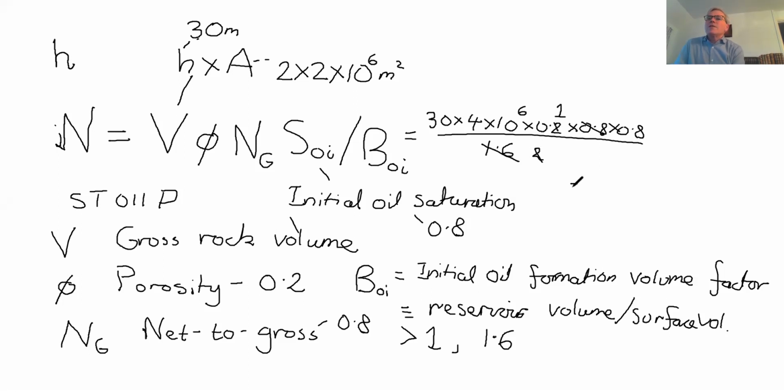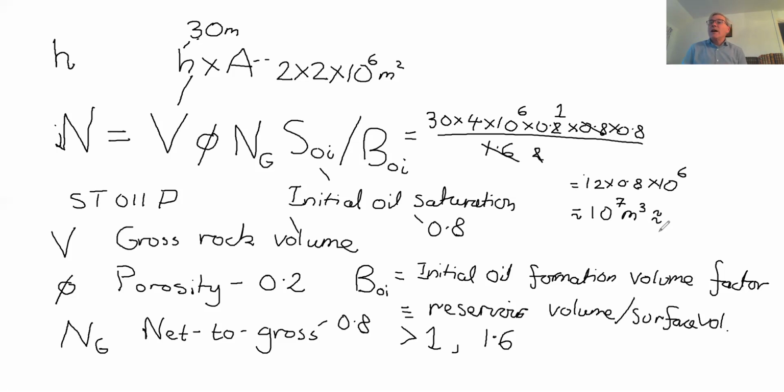Okay, so let's try and do this carefully. So we've got 0.1 times 30 is going to be 3 times 4, so that's 12, times 0.8, times 10 to the 6. Right, let's just check that we got everything there. That's 312 times 0.6. So that's approximately 9.6, isn't it? That's approximately 10 to the 7 cubic meters.